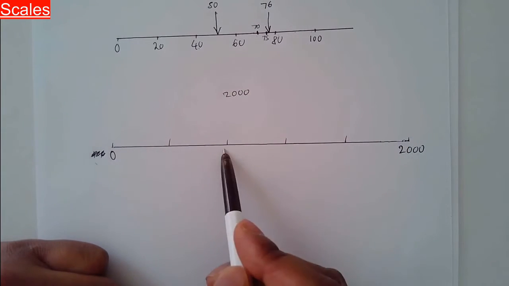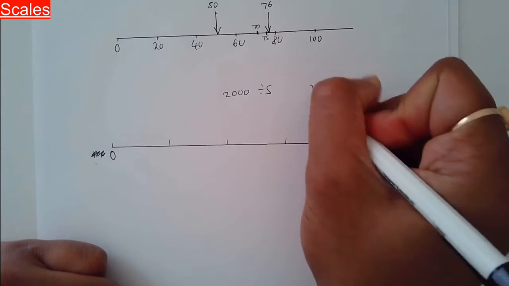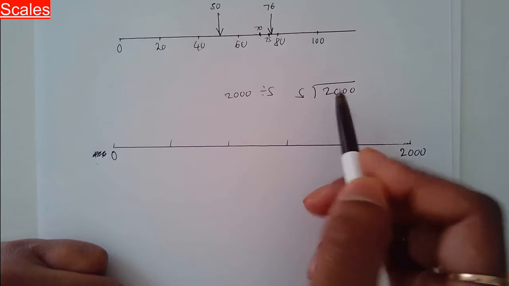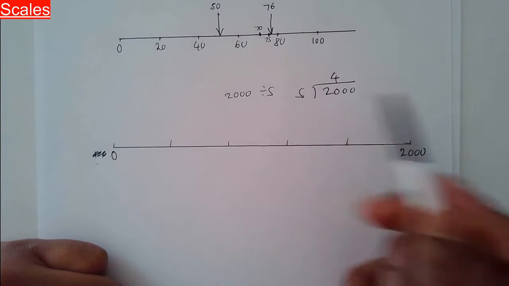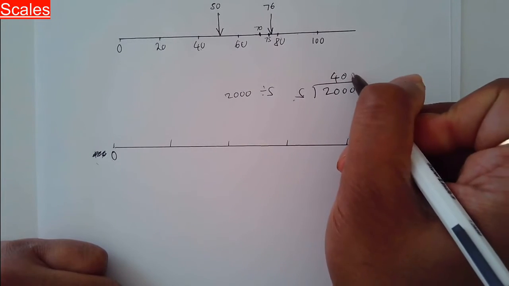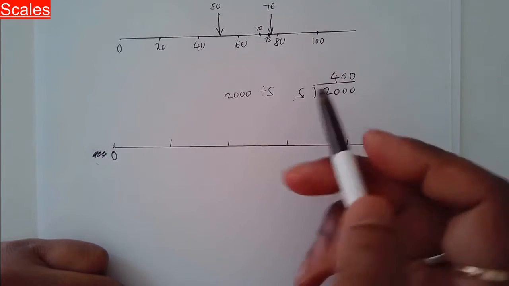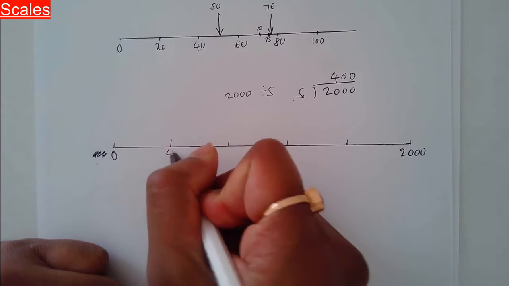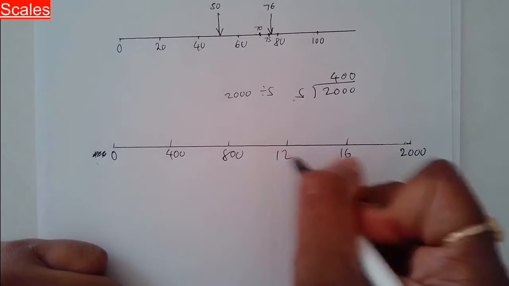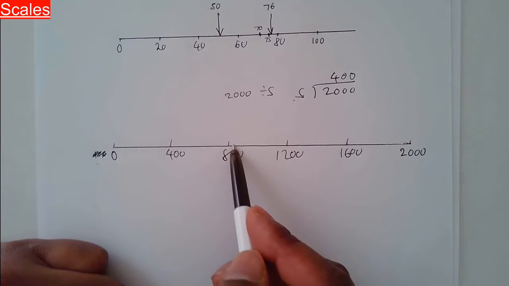Shared by 1, 2, 3, 4, 5 equal sections. 2,000 divided by 5, let's do it this way. 5 into 2 doesn't fit, but 5 into 20 goes 4 times. No remainder. 5 into 0 doesn't go. It's 400. So these are going up in 400s, kind of like the 4 times table. 4, 8, 12, 16, but these are hundreds. So these are going up in 400s. Add 400, add another 400, add another 400, and so on.